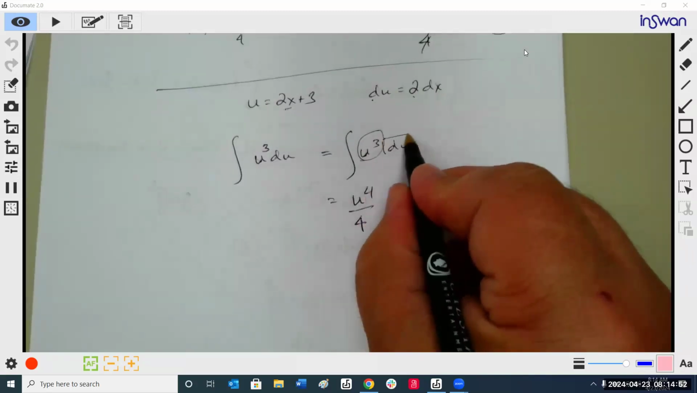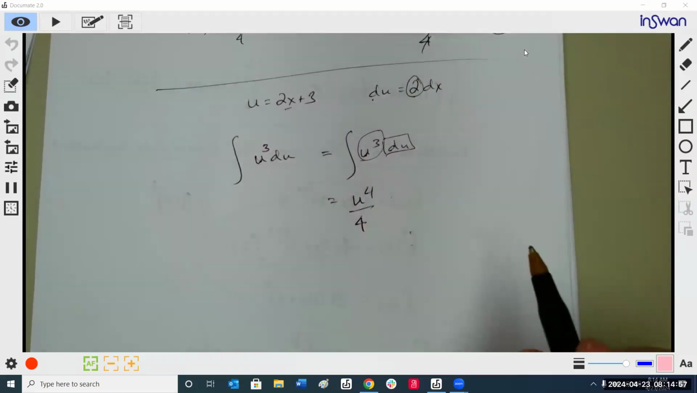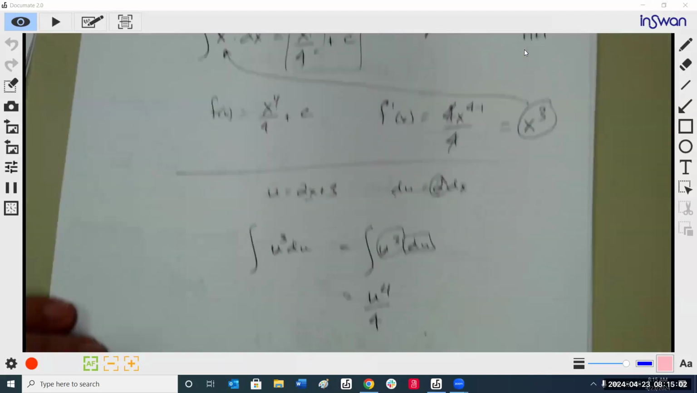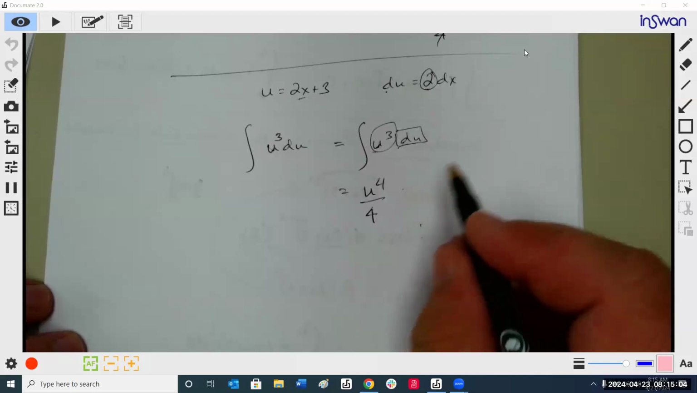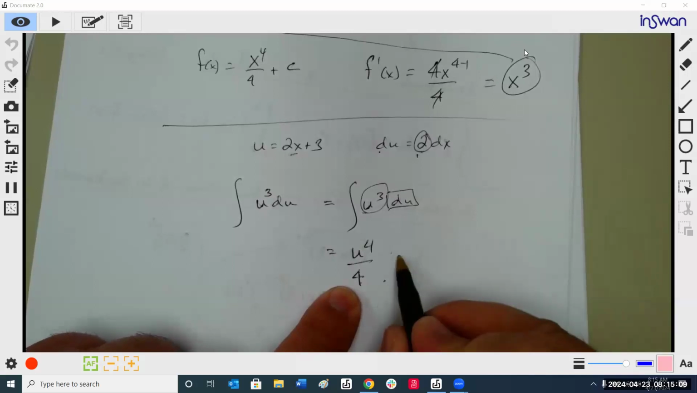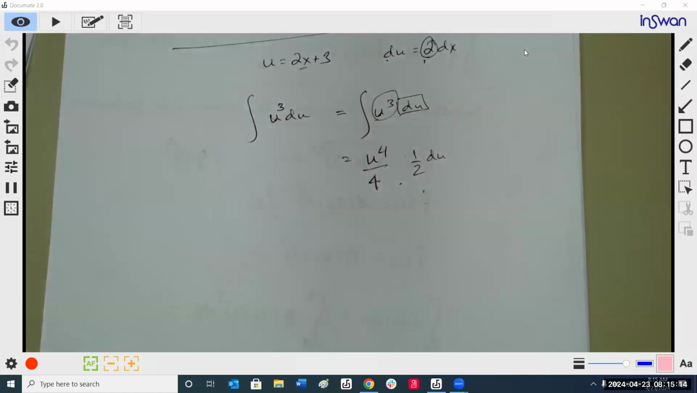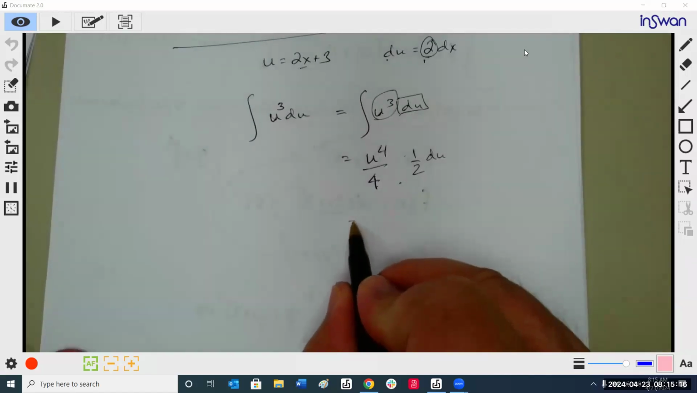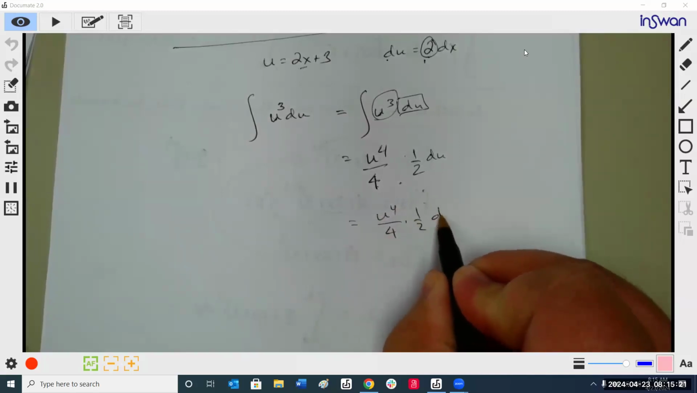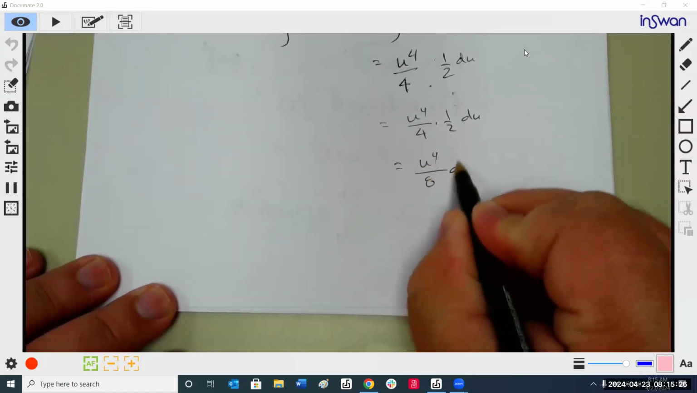And then our du, we have a 2 in here. We have to divide by 2, because we're supposed to get 8. Because if you think 4 times 2 is 8. So now we have u to the 4th over 4 times 1/2 du, which makes it u to the 4th over 8 du.